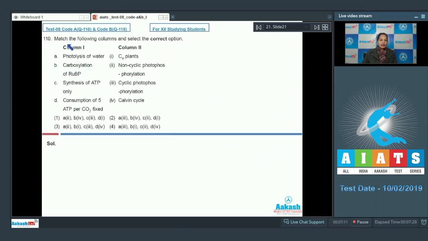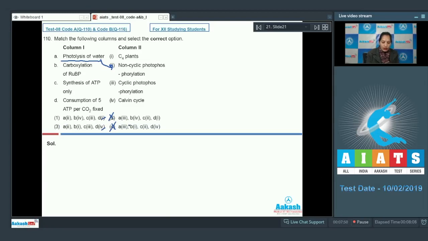Question number 110. Match the following columns and select the correct option. You have given some items in column 1 and some in column 2. You have to match these items of column 1 to column 2. A is photolysis of water, which is a splitting of water. Splitting of water takes place during the photosynthesis and it is related to the Z scheme or the non-cyclic photophosphorylation. So A goes with second. Hence option number 2 and 4 are ruled out because A matches with second in option number 1 and 3.